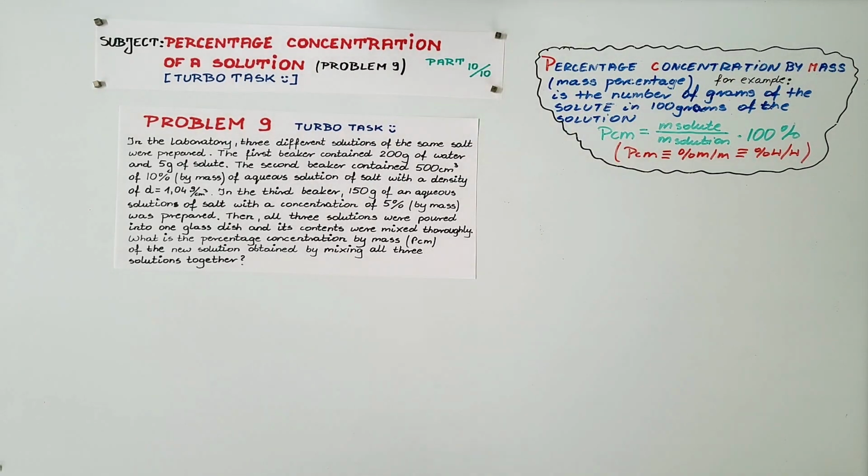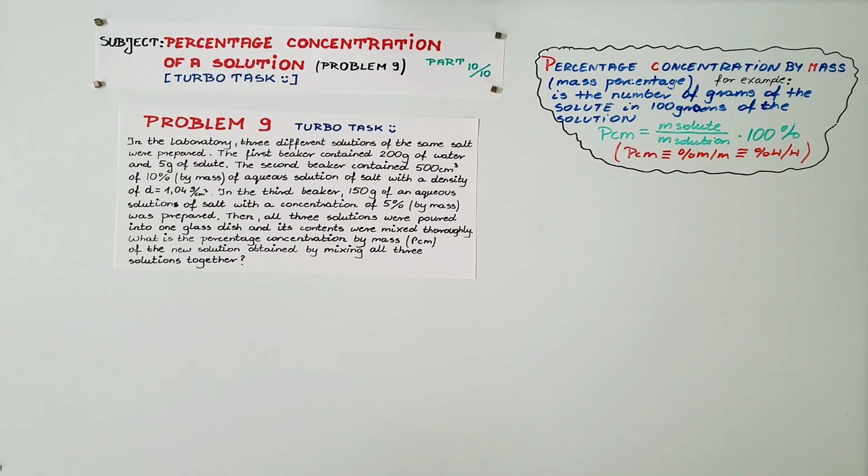Problem number 9. In the laboratory, 3 different solutions of the same salt were prepared. The first beaker contained 200 grams of water and 5 grams of solute. The second beaker contained 500 cubic centimeters of a 10% by mass aqueous solution of salt with a density of D equals 1.04 gram per cubic centimeter.